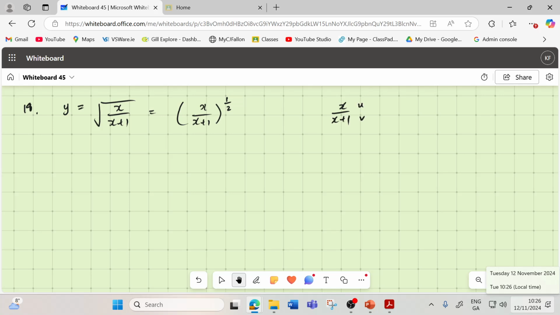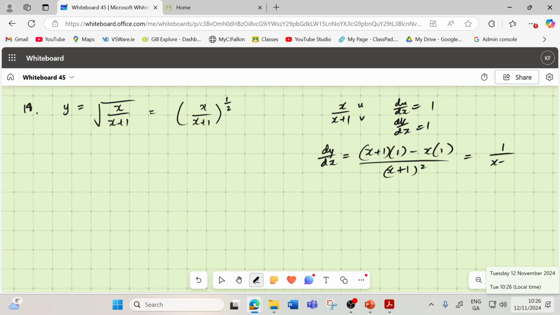Call x plus 1 u. So du dx equals 1, and dv dx equals 1. So dy dx of sin y: so it is v sin x plus 1 times the derivative of 1, minus x times the derivative of 1, which is x plus 1 squared. So the sin y is x minus x plus 1, so the derivative is x plus 1 squared.